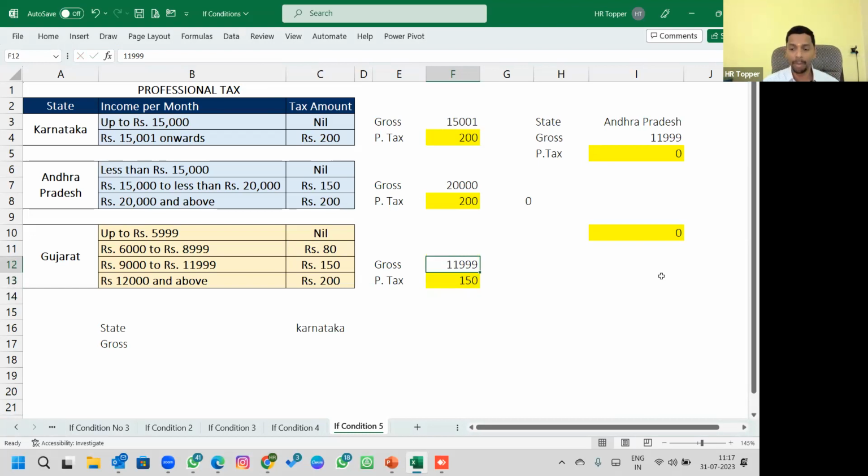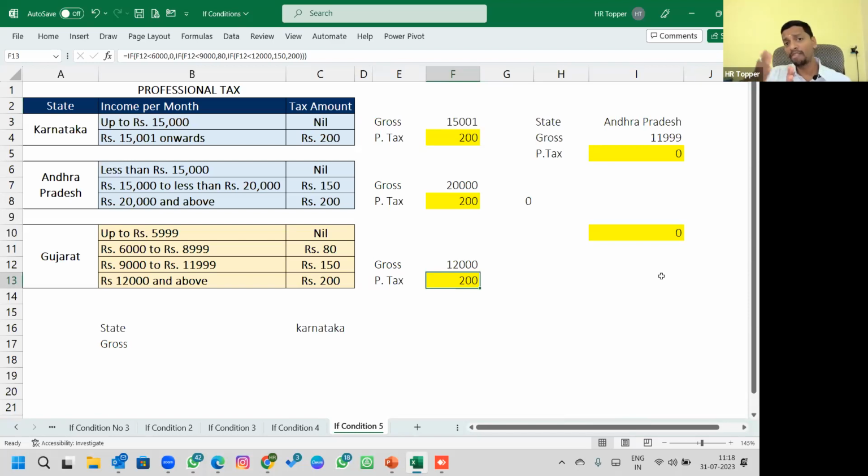Can you see? The moment I write 6,000, it gives 80; 5,999 gives 0; 8,999 gives me 80; 11,999 gives me 150; and 12,000 gives me 200. I hope I made it very simple. Just try to understand only one thing, the condition. What is the condition? If gross is more than or less than, whatever the condition is, that comes first, then comma. The first step is completed. Now what you want is the result. So the results were 0, 80, 150.